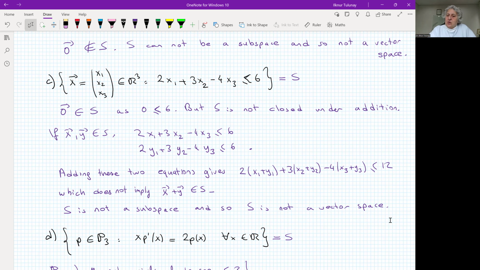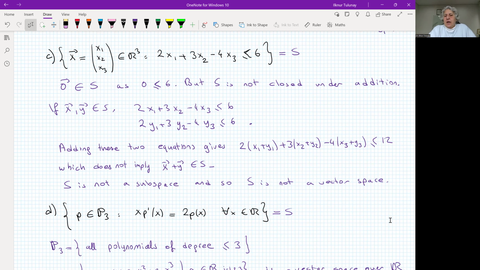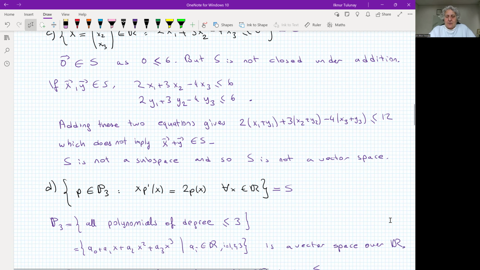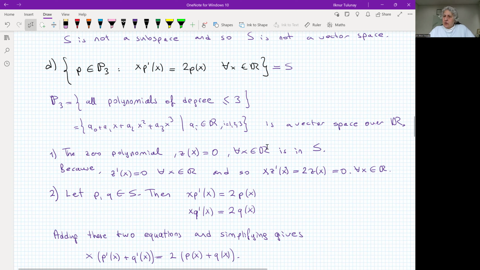Okay, let's move on. You can also use the third axiom as well. That would not work. But once you realize that something fails, you don't need to go through anything else. Okay, this is an example, and let's see how we will work it out.